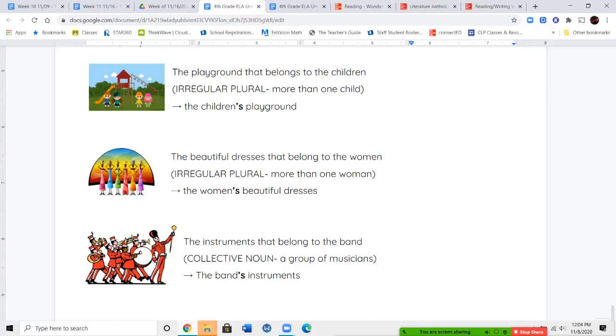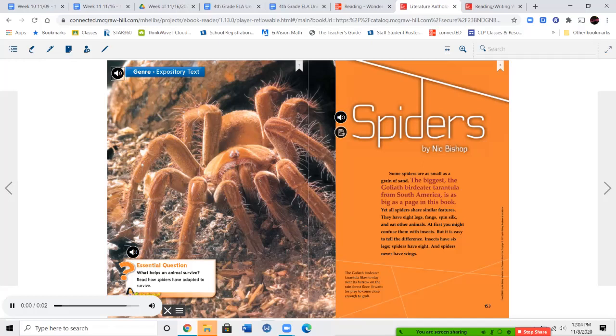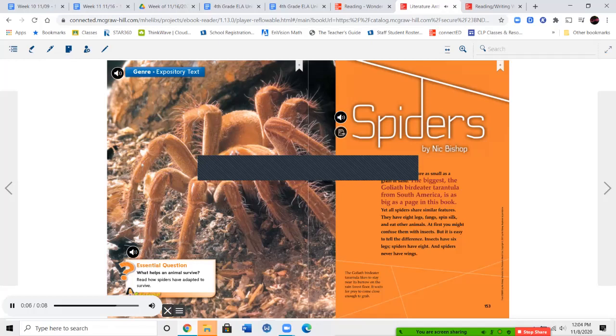Now let's get into our literature anthology book, and we're going to go to Unit 2, Week 4, and this story is all about different kinds of spiders. Genre: expository text. Essential question: What helps an animal survive? Read how spiders have adapted to survive.